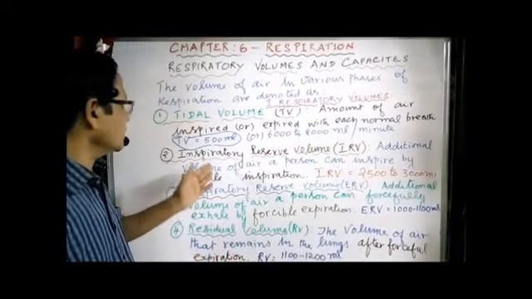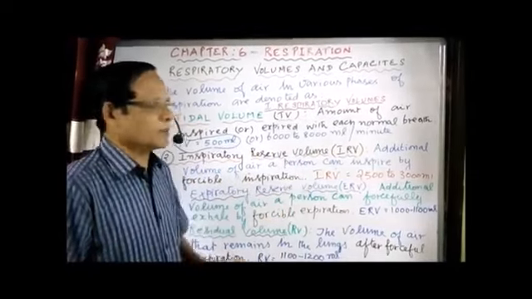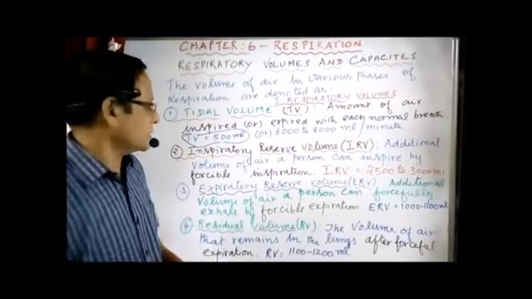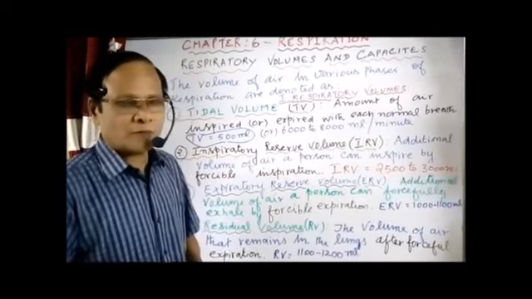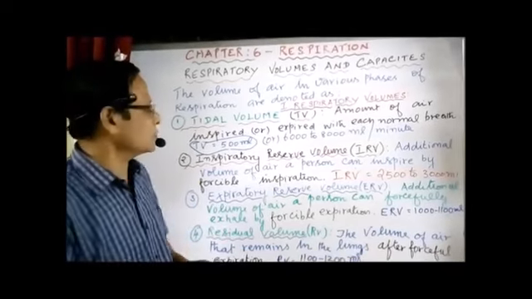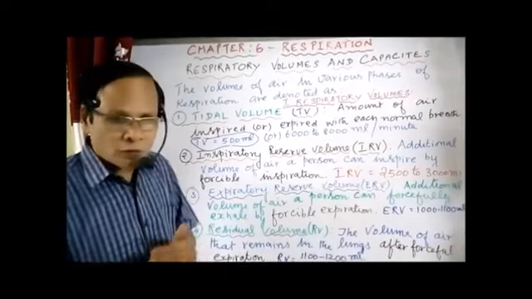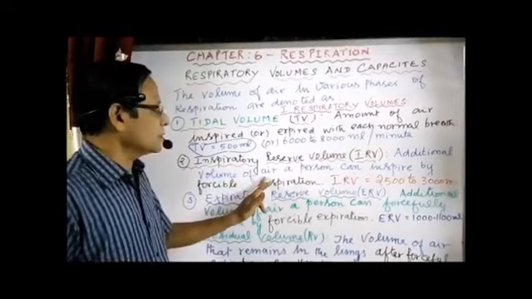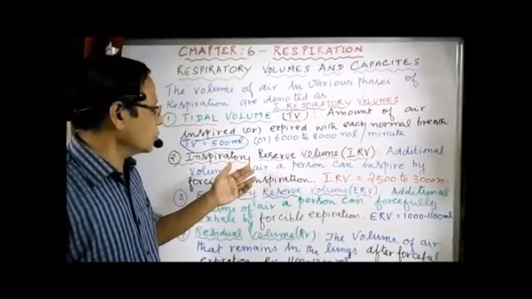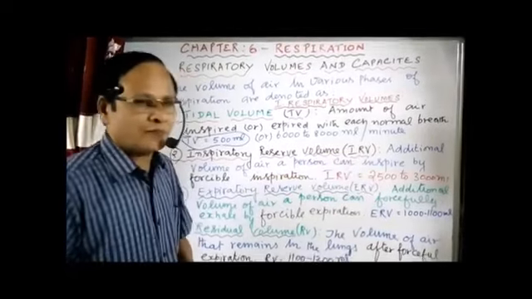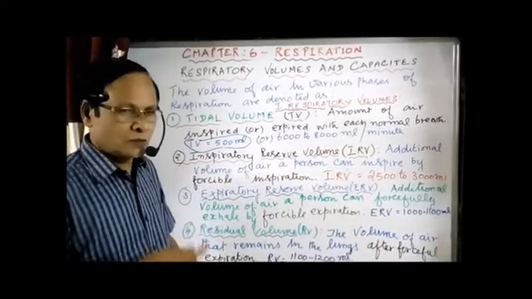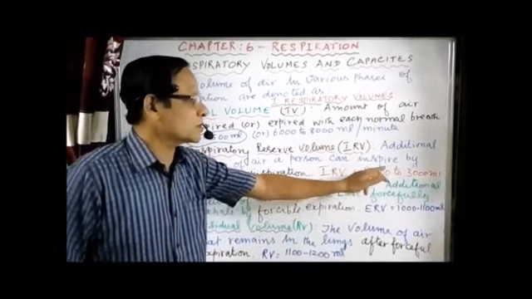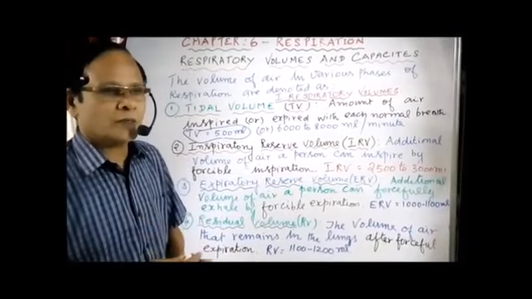Okay. Now the next one, inspiratory reserve volume, IRV. This is the additional volume of air a person can inspire by means of forcible inspiration. For example, while you are sitting normally and then doing some physical activities, an additional volume of air enters the lungs. So the additional volume of air a person can inspire by forcible inspiration, while doing physical activities, is equal to 2500 to 3000 ml. That is the inspiratory reserve volume.